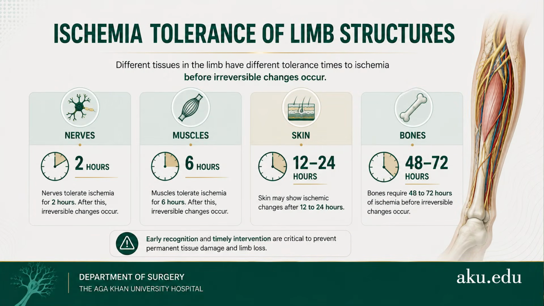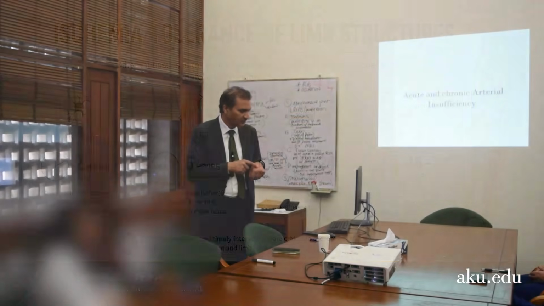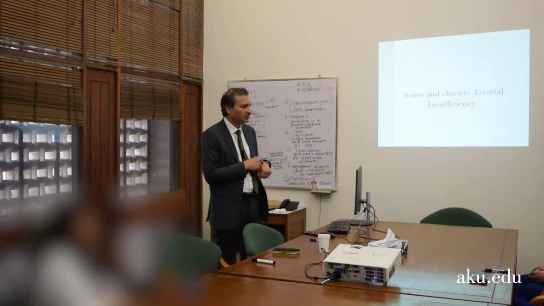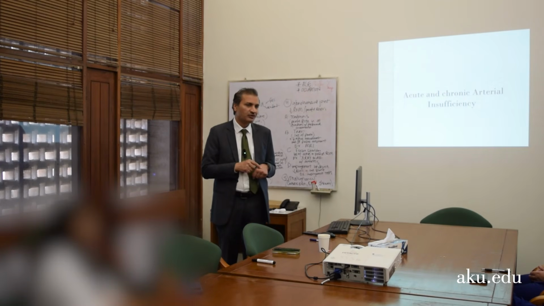The higher the metabolic activity of a tissue, the higher its risk of developing ischemia. For example, nerves tolerate ischemia for 2 hours and then develop irreversible changes. Muscles start developing irreversible changes at 6 hours. It takes about 12 to 24 hours for the skin to show changes, and about 48 to 72 hours for the bones. So when the skin changes happen, the nerves and the muscle are already gone. It is too late to do revascularization and save the limb.